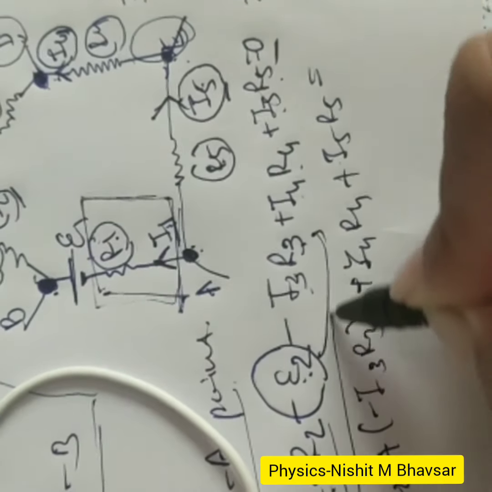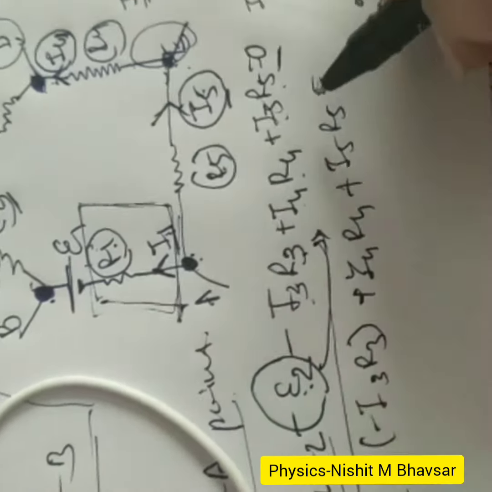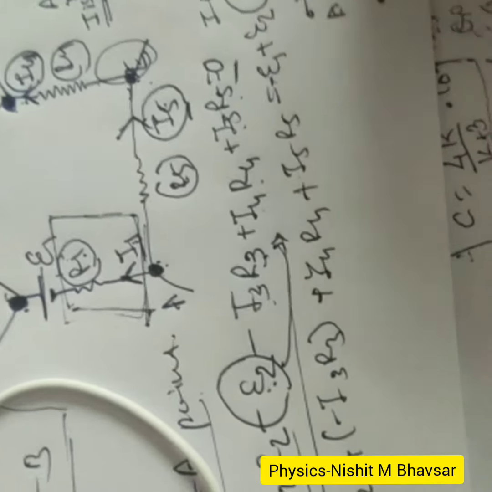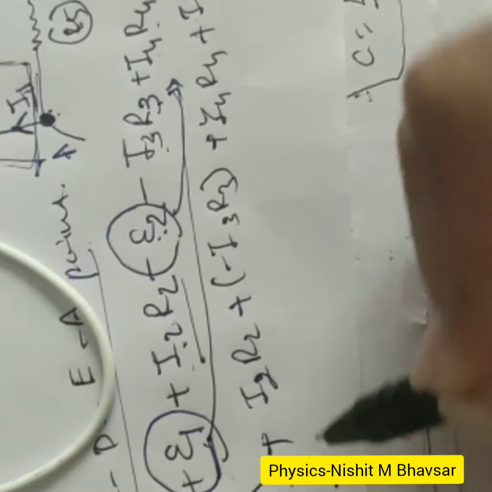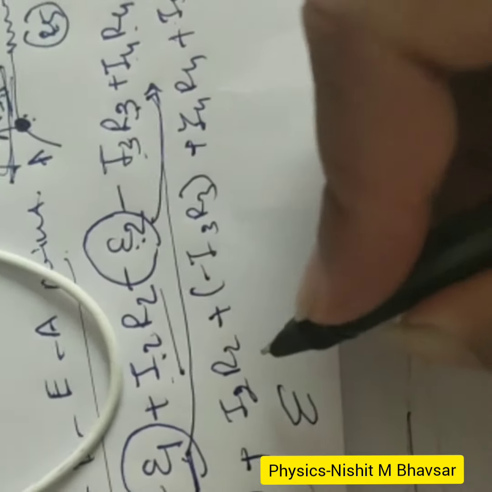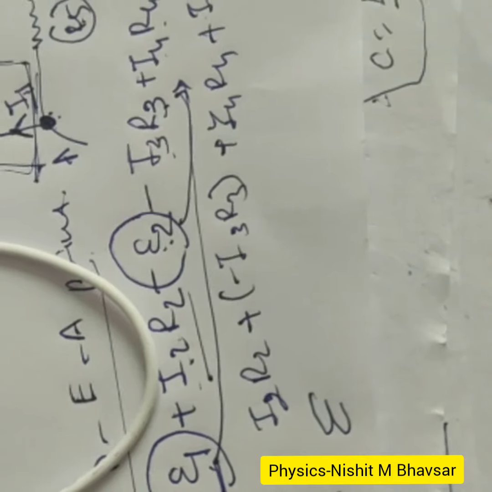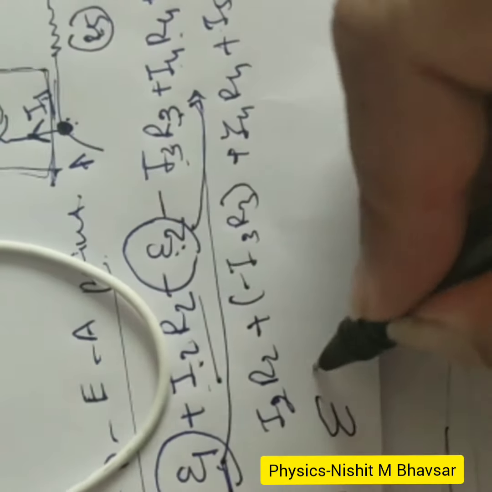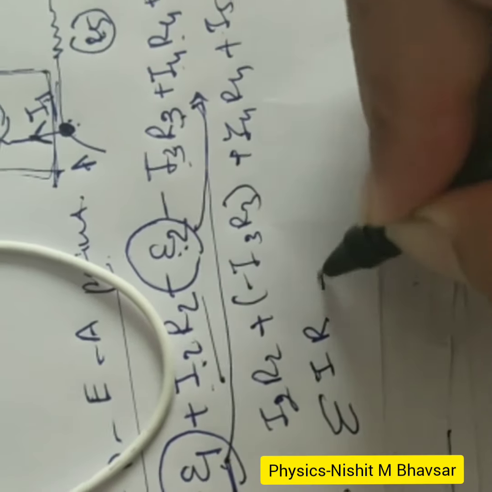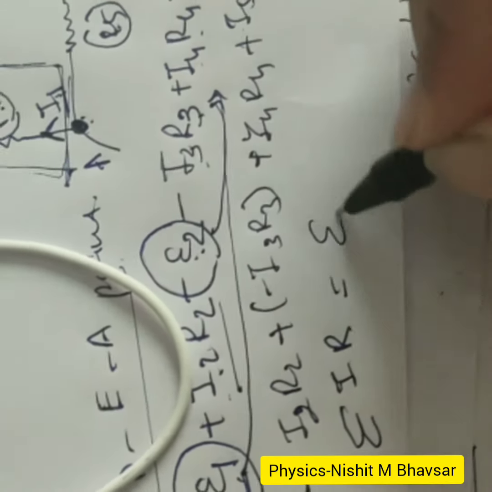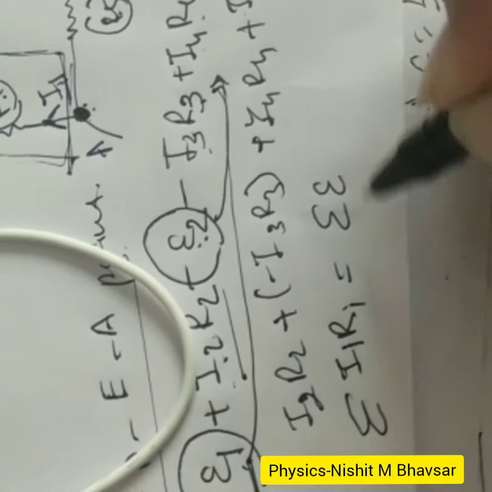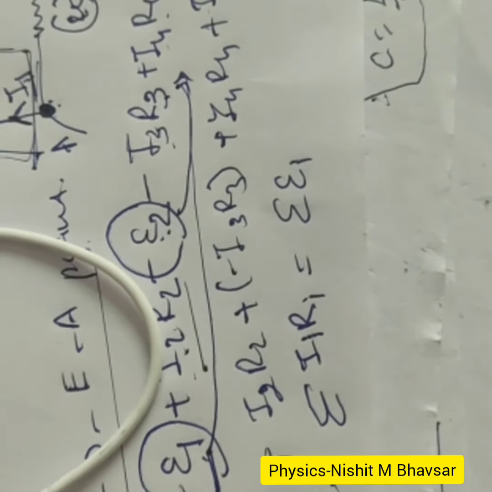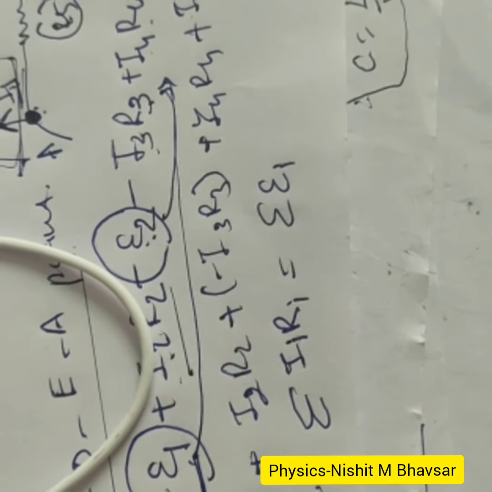Going in this direction, E1 becomes plus and E2 becomes minus. So we get a new equation: the total sigma I into R equals sigma E. Here the index I runs 1, 2, 3, 4, 5 up to n.